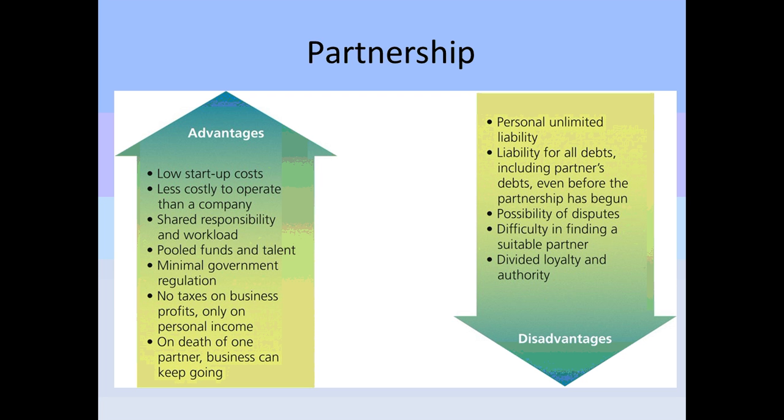However, the disadvantage is, again, there's personal unlimited liability for all debts, not just your own, but your partner's as well. So if your partner does the dirty on you in the business, you're still liable for their debts. There's often a possibility of disputes between partners. Things that start out with the best intentions can often go wrong. It can also be difficult to find a suitable partner. And there's divided loyalty and authority. If the partnership employs people, who do they report to if partners are equal?